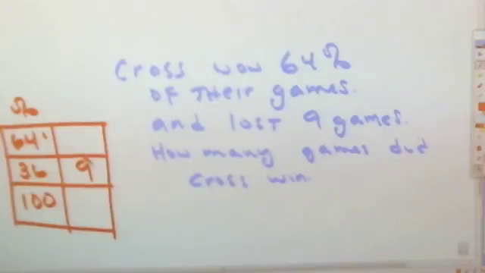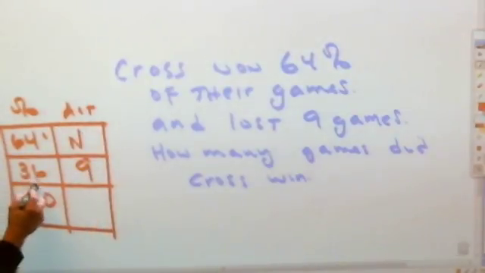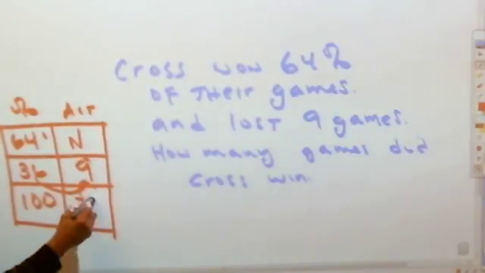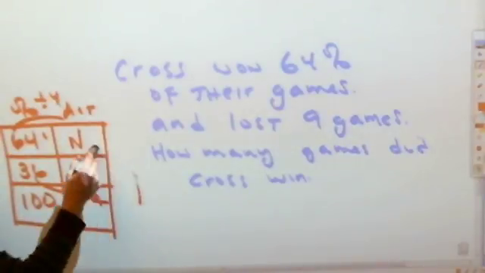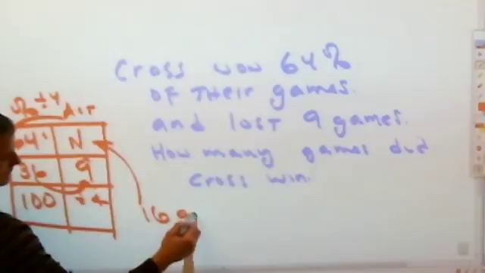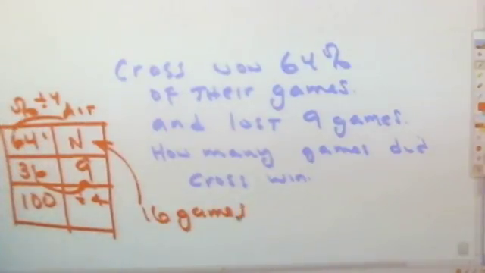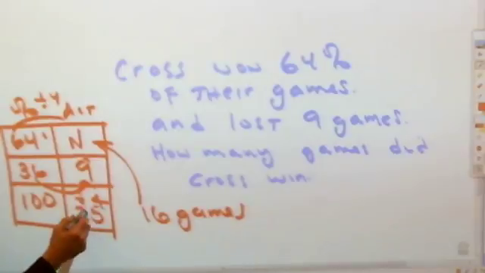This should be your box. It should look like that. You know they won 64%, total is 100%, so you can subtract those to get 36%. 9 was how many games they lost. They want to know how many they won. So basically, you're going from this one to this one. What do you do to 36 to get 9? You divide by 4. If you take 64 and divide by 4, you end up with 16. How many total games did they play then? 25. You add those together. Issues?